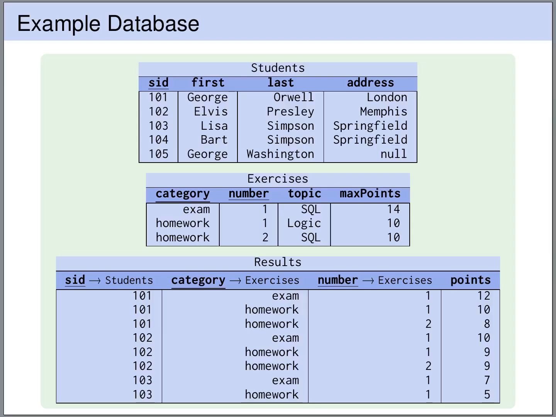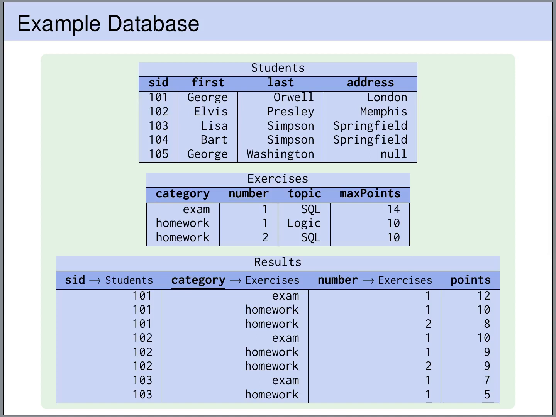We have three tables. We have a students table, we have an exercises table, and we have a results table. The students table contains the students that participate in the course. The exercises table contains the exercises. This could be midterm, homework, or exam exercises. And we have a results table that tells what student has obtained what result for which exercise.